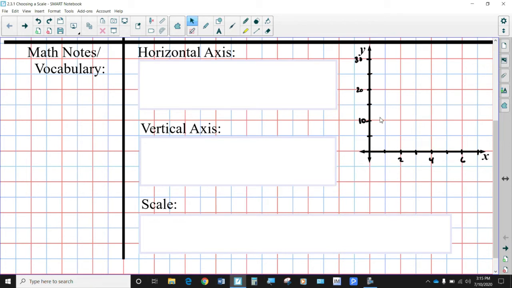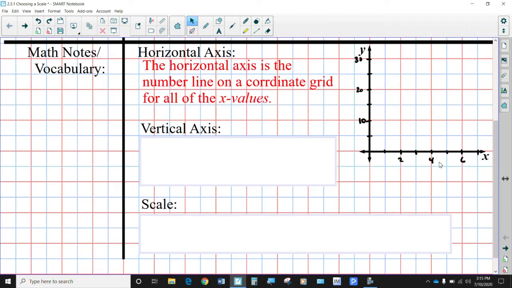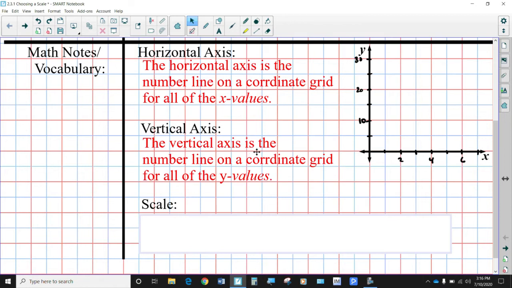So all graphs have to have a horizontal axis and a vertical axis. The horizontal axis is the x-axis of the graph. It's a number line, and all the x values are going to reference that axis. The vertical axis is the one that goes straight up and down. That's what vertical means. And so we sometimes call that the y-axis. It's also a number line on the coordinate grid.